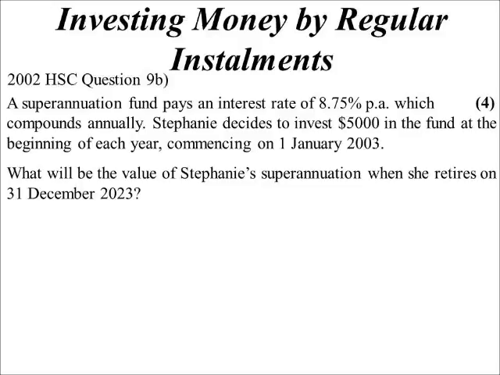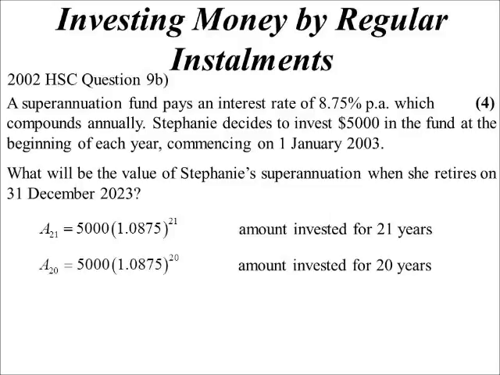But anyway, on the 31st of December 2023, 21 years. So that first investment you make has been in the bank for 21 years. The next year I'm going to put another $5,000 in, or Stephanie is anyway. And that amount will be in there for 20 years. Then the next year, that'll only be in there for 19 years.